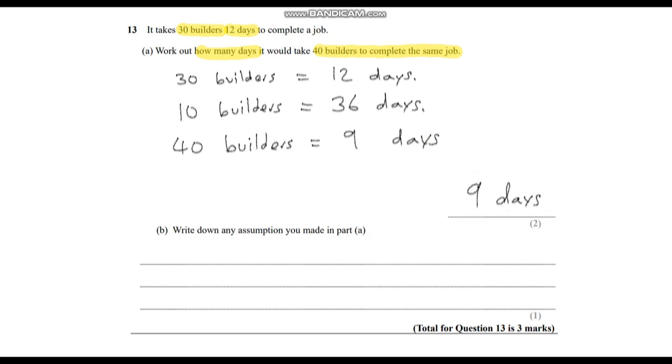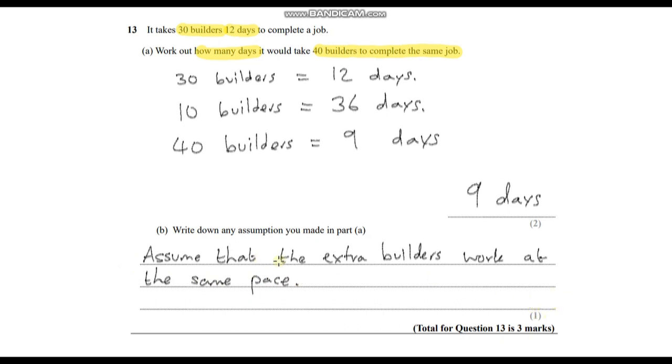And now part B says write down any assumptions you made in part A. Well, we're assuming all of the builders work at the same pace, because we've got different builders. The 10 extra builders might be super quick, or they might be super slow. So we have to assume that the extra builders work at the same pace. It's only one mark, so we just need to give one assumption.